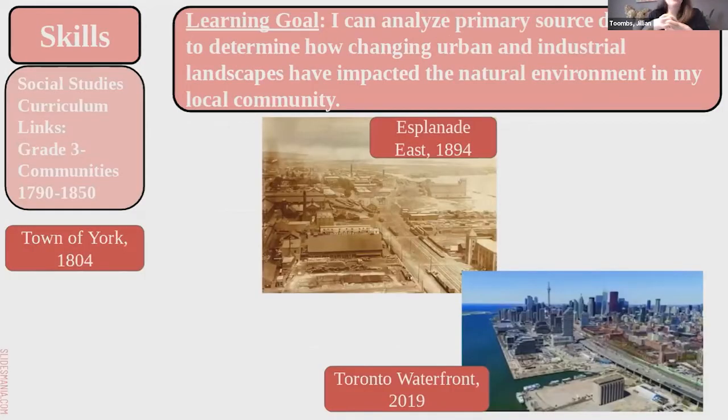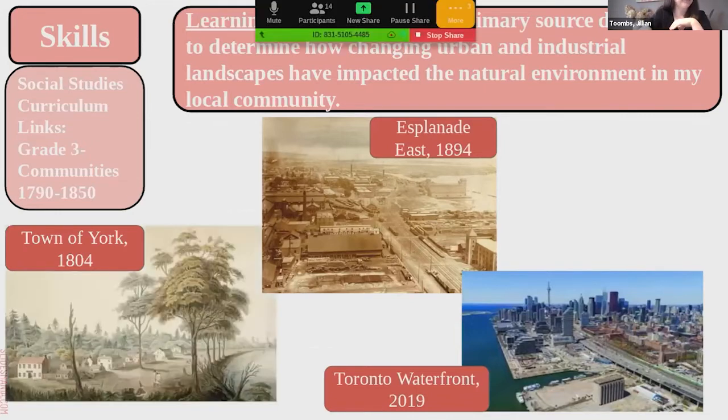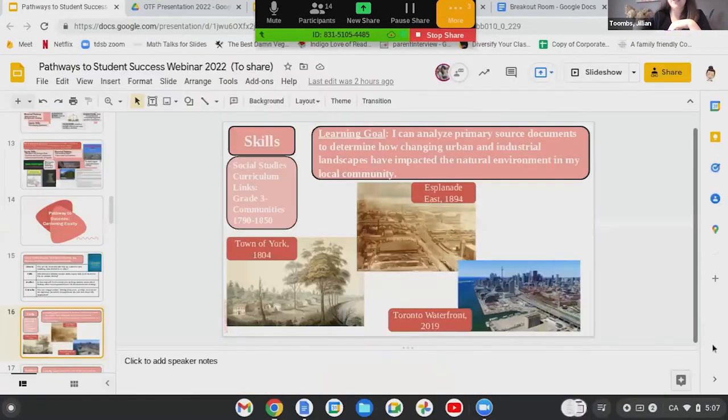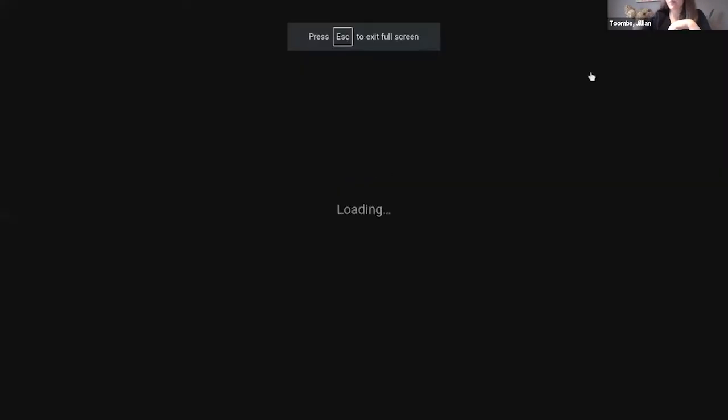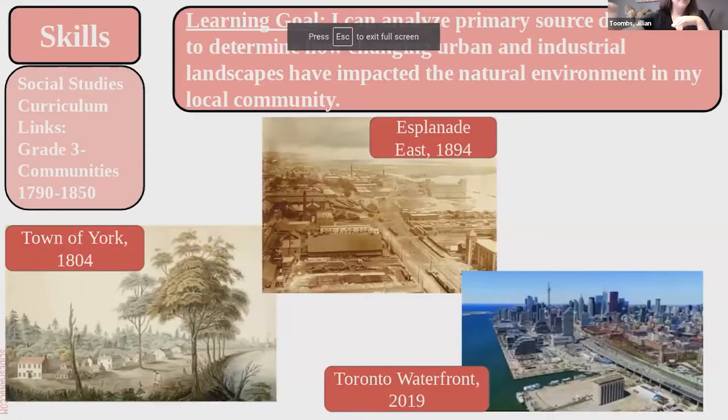Starting with thinking about skills, I really wanted my students to, sorry, there's one picture not coming up. I'm going to just play with my Zoom for a second so it will cooperate with me. When thinking about skills, I wanted my students to analyze some primary source documents.